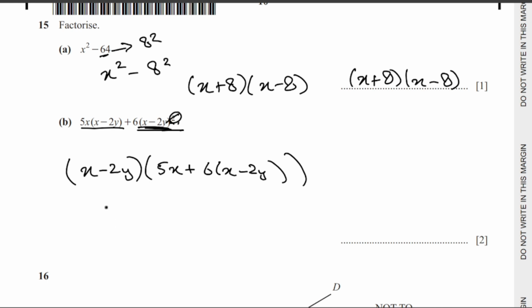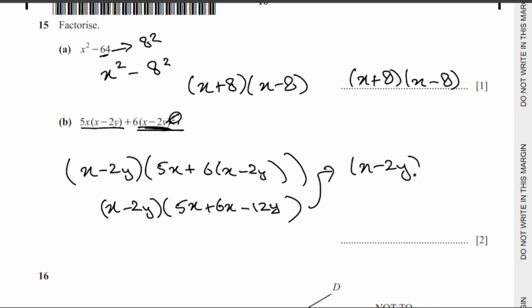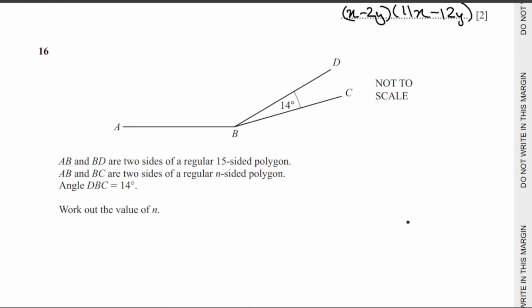So what you need to do now is write that again and simplify this. 5x plus 6x minus 12y. So you will get x minus 2y times 11x minus 12y. That is your final answer. You can just write that down over here. And that is it. All right, moving on to question number 16.